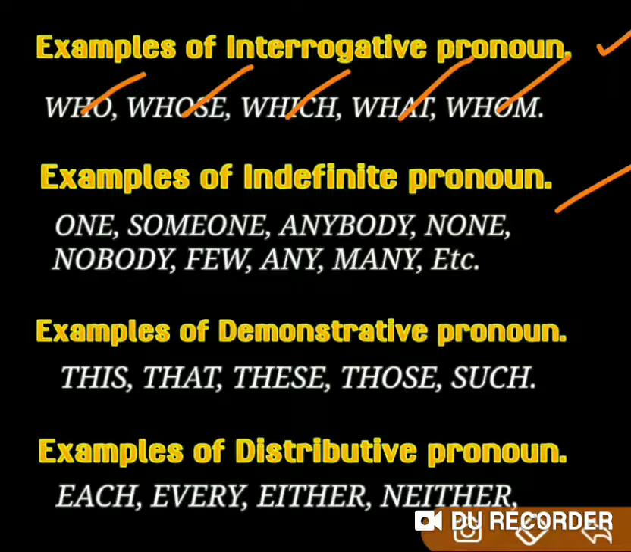Let us see the examples. One means anyone, someone means someone, anybody means anyone, none means nobody, nobody means nobody, few means few people, not a particular, not a definite person, indefinite, any, many, and so on. There are many other examples which we can see under the umbrella of indefinite pronouns.